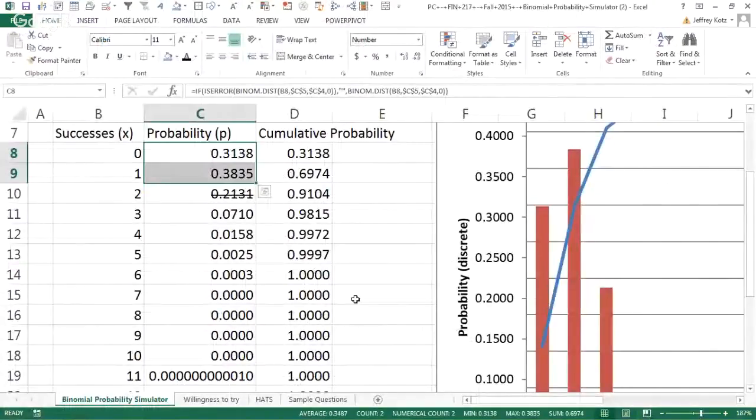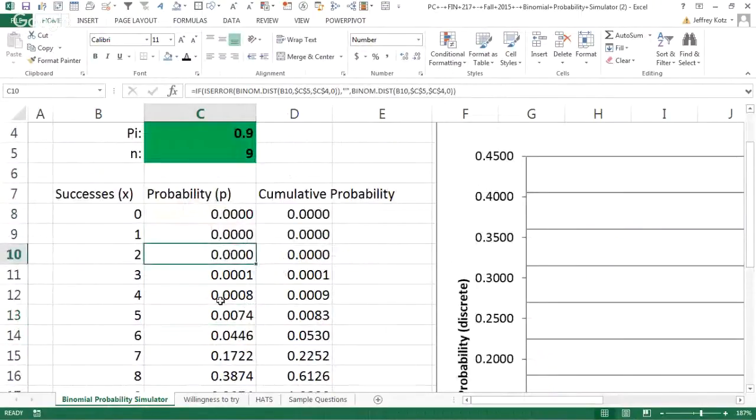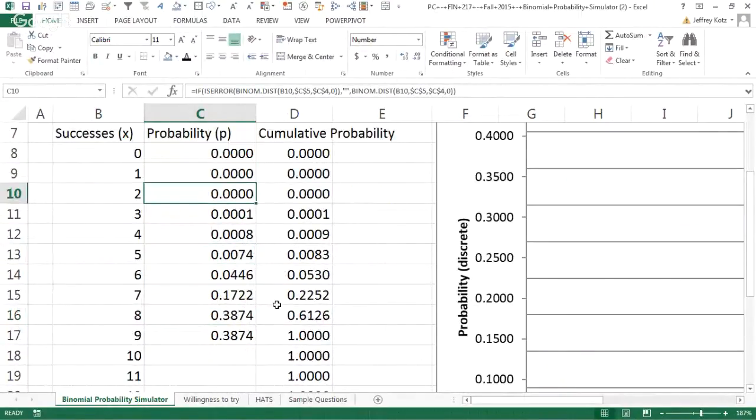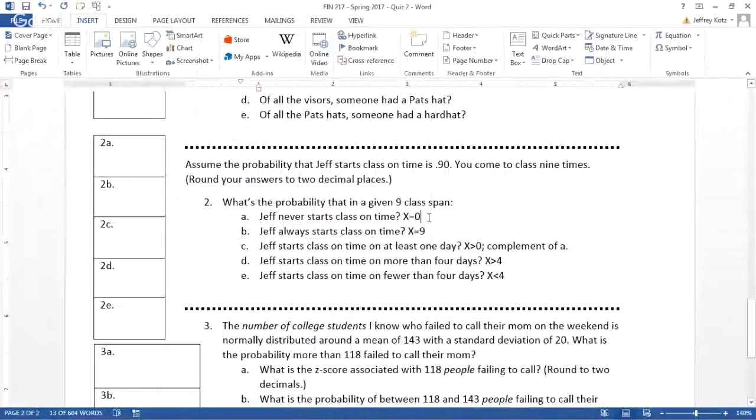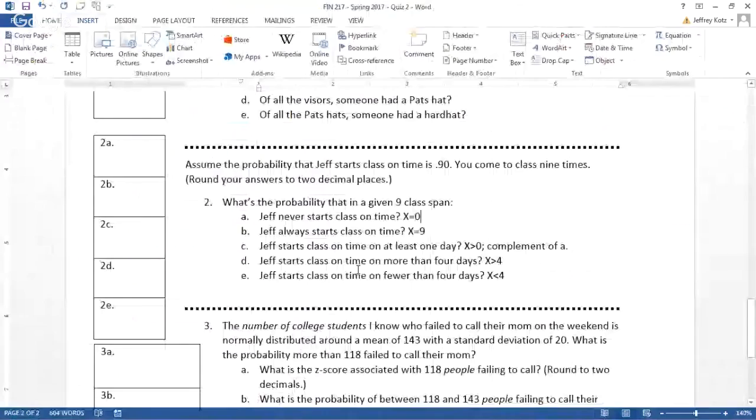Or to put it another way, x equals 0. Will Jeff never start class on time? No, sorry. I will start class on time at least one day.